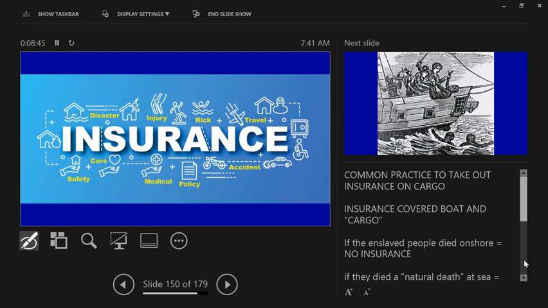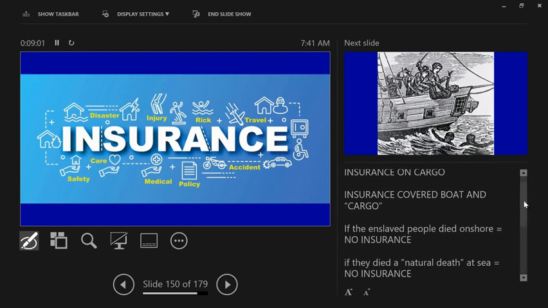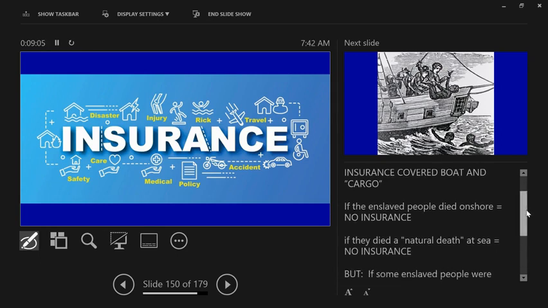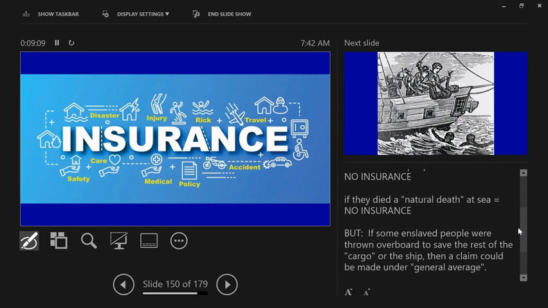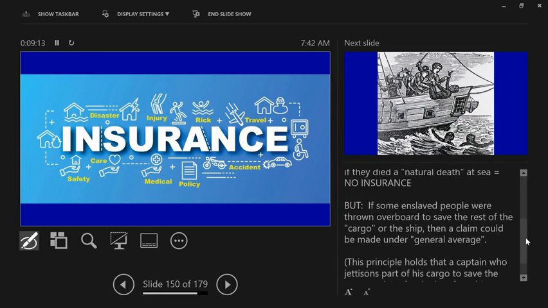All right, now, before I get to that part, let me talk about insurance on these boats. It was a common practice to take out insurance on your cargo, and the insurance covered the boat and the quote-unquote cargo. And in this case, we're talking about the slaves. The people are considered cargo. If the enslaved people died on shore, there would be no insurance. But if they died a natural death at sea, there would also be no insurance.